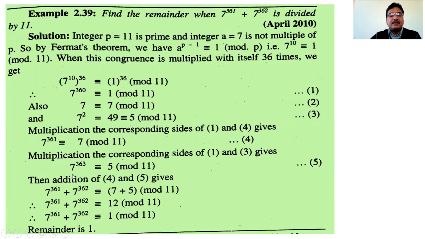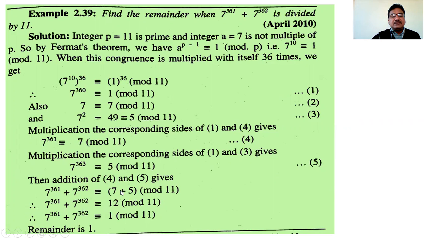And then we know the theorem: if a is congruent to b modulo n and c is congruent to d modulo n, then a plus c is congruent to b plus d modulo n. So we have this by using this theorem.